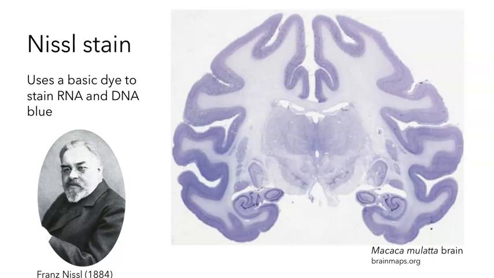Now Nissl had no idea that DNA existed or why this stain worked. But what he did know was that when he took it and he stained sections, it differentiated structures. So for example, in this image here of a macaque brain, we can see that the outer portion of the cerebrum is this purple color, and then there are these white parts.